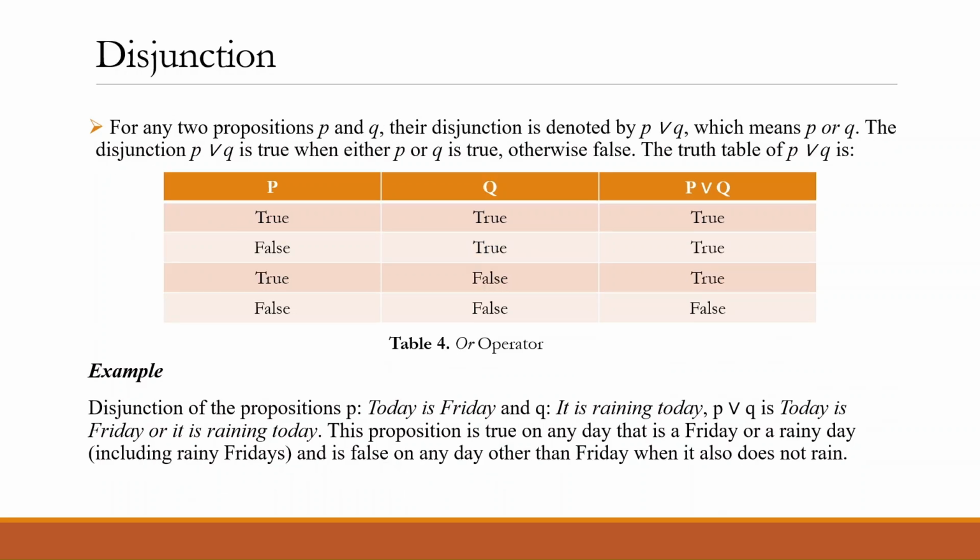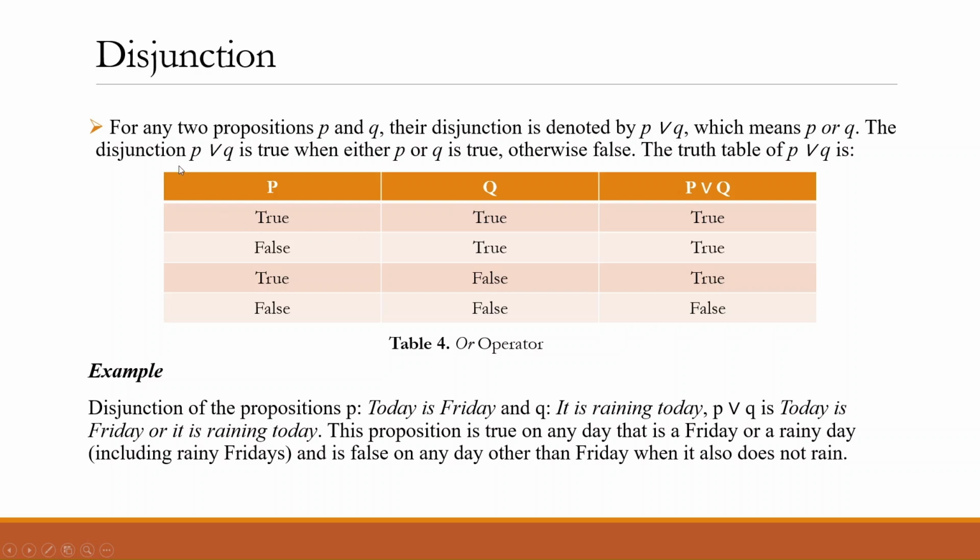Now let's discuss the disjunction. For any two propositions P and Q, their disjunction is denoted by P or Q. P disjunction Q, this sign ∨, which resembles a V.